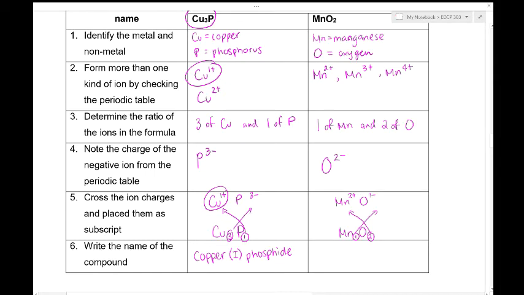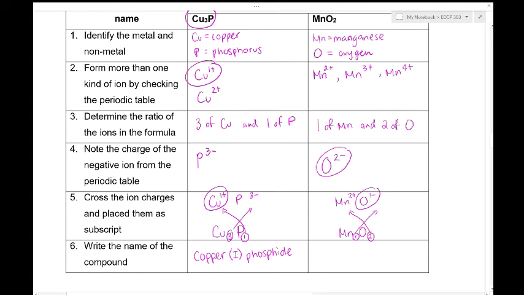Now, here's what you're going to look at. For O, do they match? And the answer is no. Notice that in this question, oxygen is 1 minus. Now, look in the periodic table. Does oxygen have another charge? No. Oxygen has only a 2 minus charge. Therefore, this question must have been reduced before.